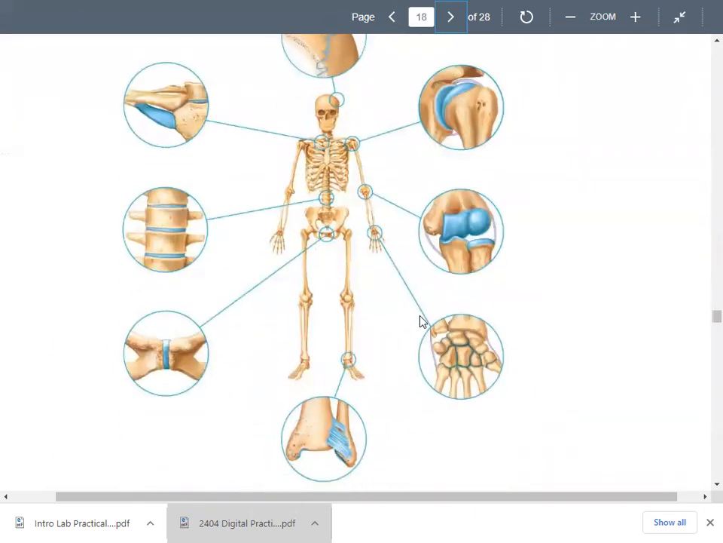Articulations. Again, what I really want you to know is which ones are immovable, which ones are somewhat movable, which ones are freely movable, and know those terms. Synarthrosis, amphiarthrosis, diarthrosis. That's what I want you to know. I believe you also have this picture in the e-text. If you go to the e-text, you'll see this exact same picture, and it'll show you which of those 3 terms fit for each one.